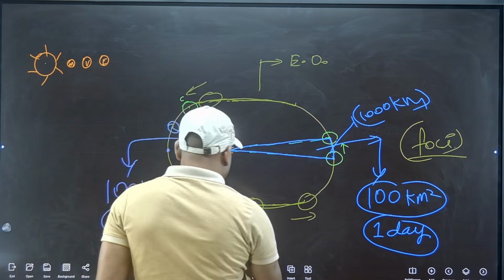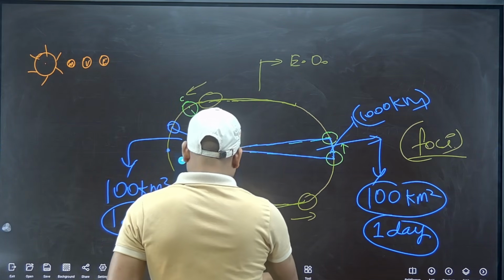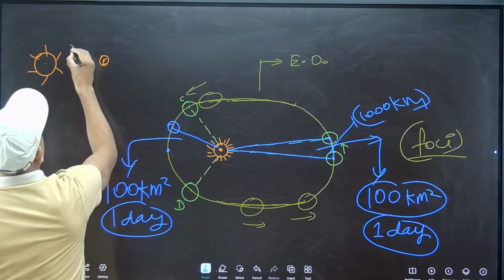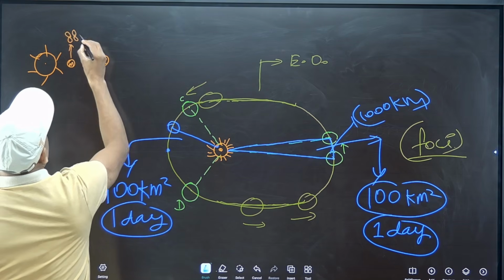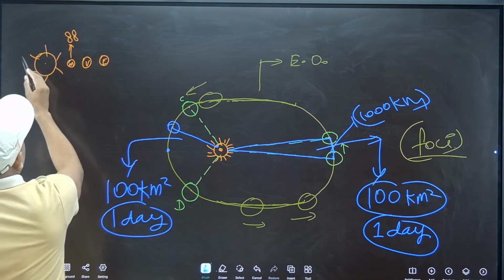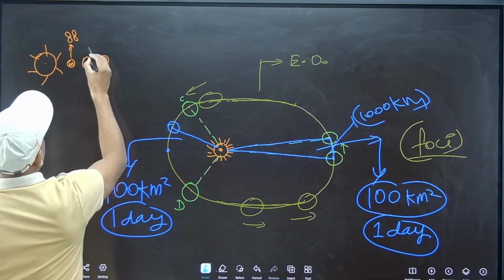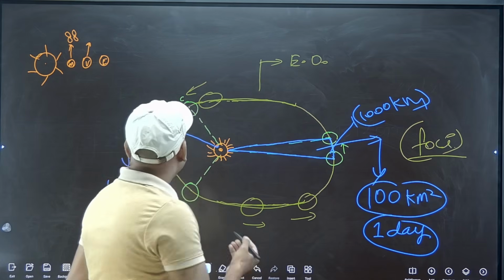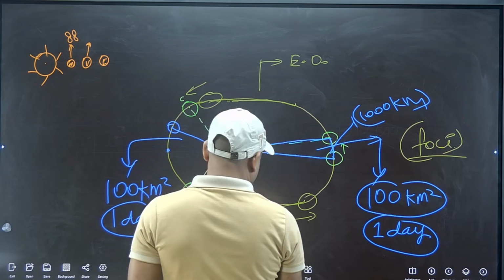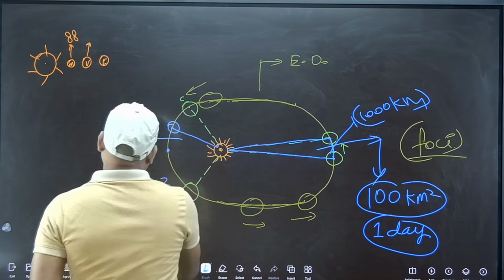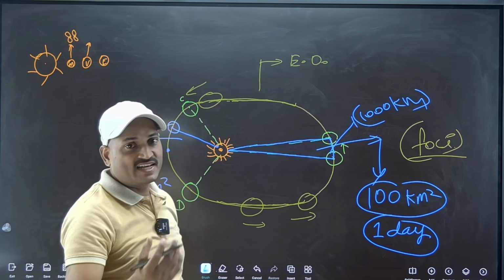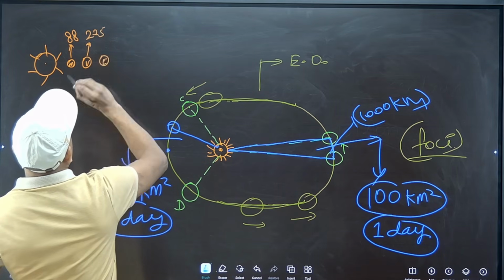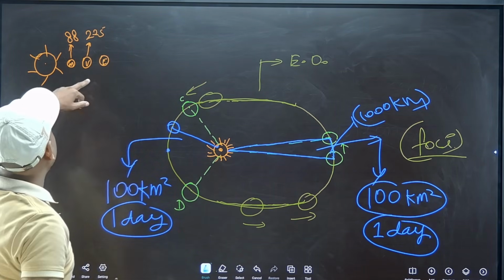Mercury, we know that it takes only around 88 Earth days to complete one revolution, one orbit around the Sun. Venus, as per the third law presented by Kepler, would definitely be taking more days, a longer period as compared to Mercury. So Venus takes here 2 to 5 days to complete one orbit around the Sun.